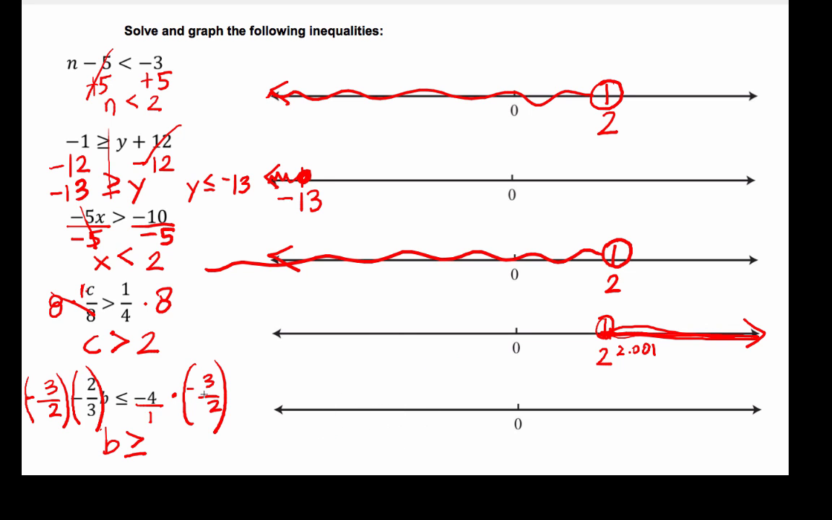So -4/1 times -3/2. We're going to get a positive 12 in the numerator, a 2 in the denominator, that's a 6. So b is greater than or equal to 6. I'll just put a mark over here and put a 6 there. This time we've got a closed dot. Greater than 6 is everything out to the right. So there's our graph. And that is how we graph inequalities.